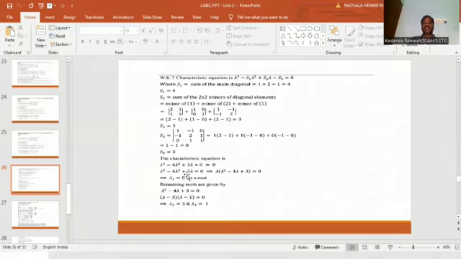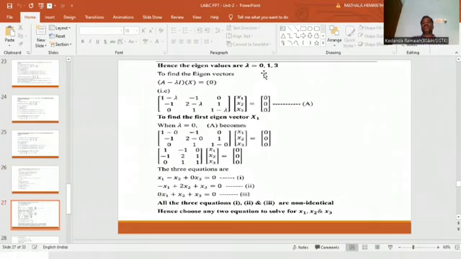Lambda is common to all terms. So lambda into lambda square minus 4 lambda plus 3 equals 0. The simplification gives lambda equals 0, and from lambda square minus 4 lambda plus 3 we get 3 and 1. Totally, the eigenvalues are lambda equals 0, 1, 3. Corresponding to these eigenvalues, we also find the eigenvectors.